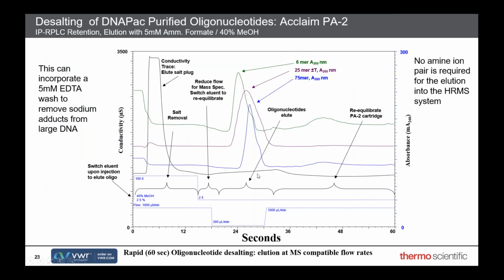This is an example of how it's done, and we can get this down to 1 minute. What you've done is trapped the DNA onto a solid support, and the salt rushes straight through. You can really wash the salt off dramatically. You can even put an EDTA wash in there to make sure all the salt's gone, because salt adducts are not something you really want in an MS trace. They don't give you an advantage. And then all you're doing is washing off with 40% acetonitrile, or 40% methanol, and you can reduce the flow rate as you go into the MS, keep it in there for longer, and then go back for fast equilibration.